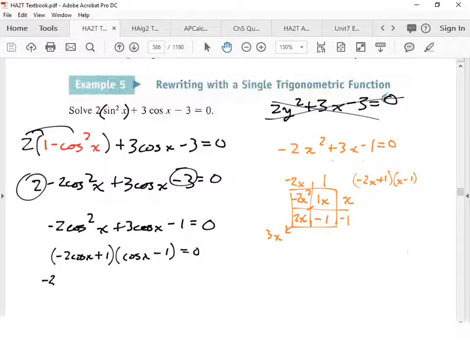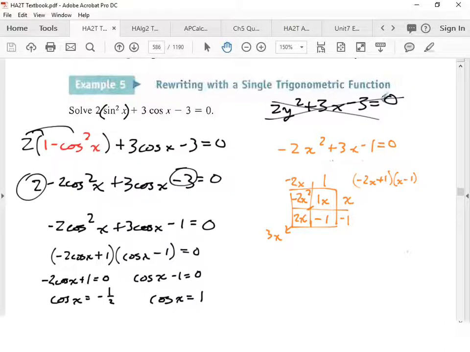Now I take each of those guys, set them equal to 0. And then I get busy with it. What does that mean? Okay, cosine x equals negative 1/2, because I have to subtract 1, then divide by negative 2. And then I get cosine x equals 1.